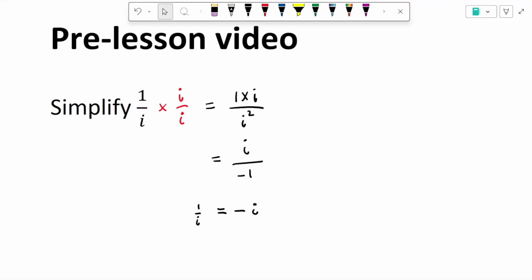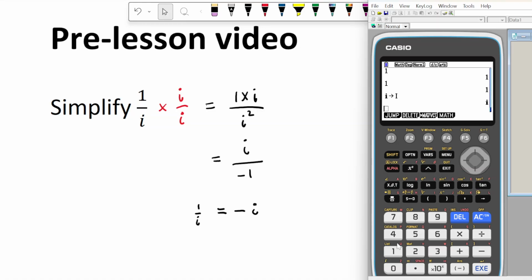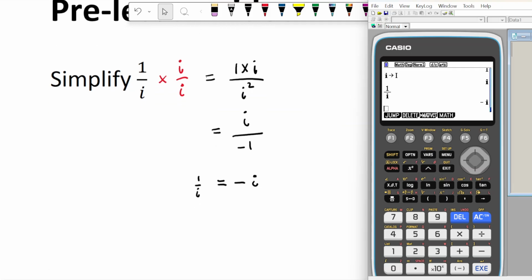And we can check this. Your calculator will just tell you the answer. So if we look at 1 on the top and we look at i on the bottom, hey, we get -i. That's good news.